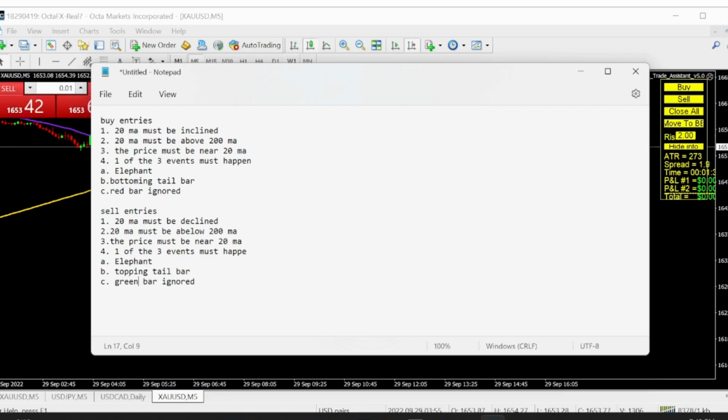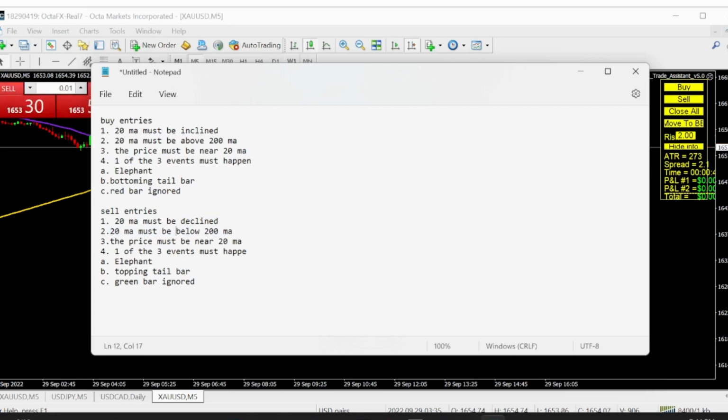The rules are almost the same, just there is a difference in some colors. So, sell entry rule number 1: the 20 period moving average must be declined. We do not make sell entries if our 20 period moving average is not declined. Rule number 2: we make sell entries only when the 20 period moving average is below the 200 period moving average.